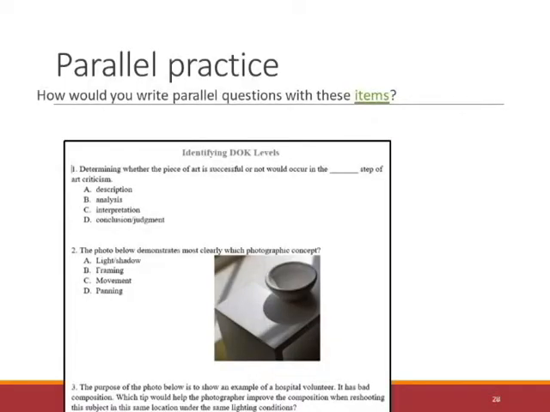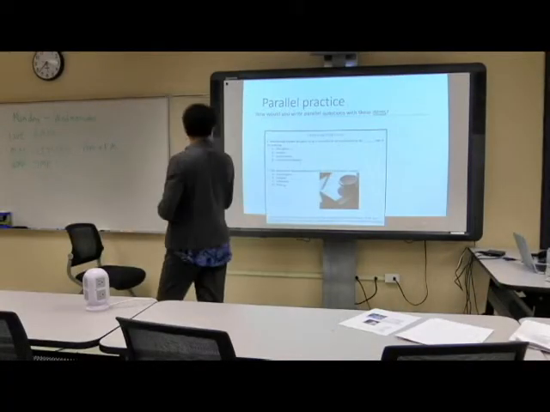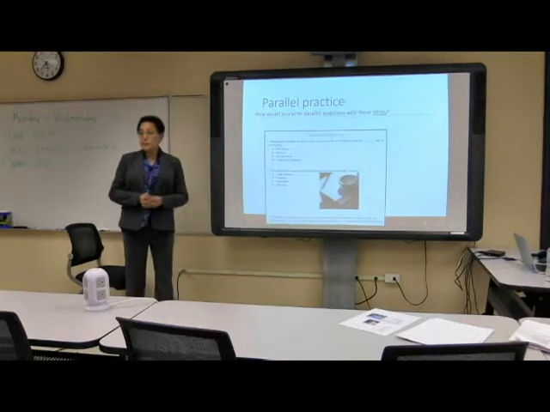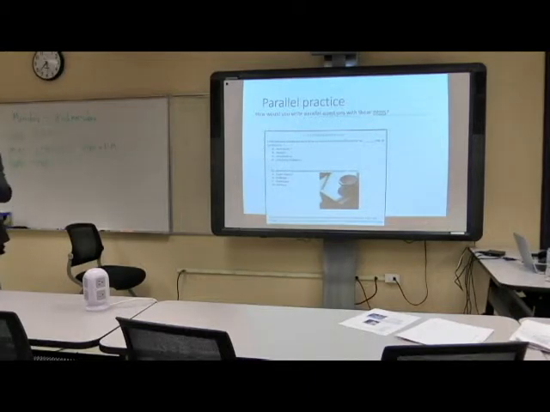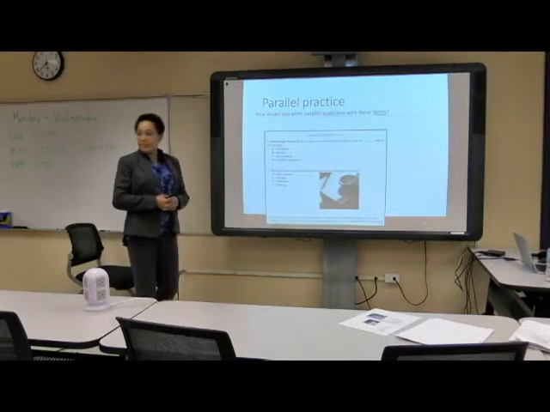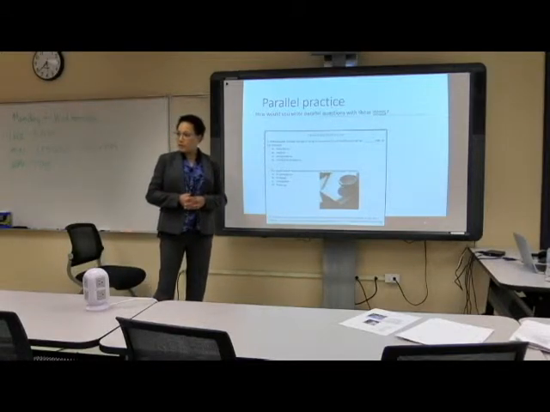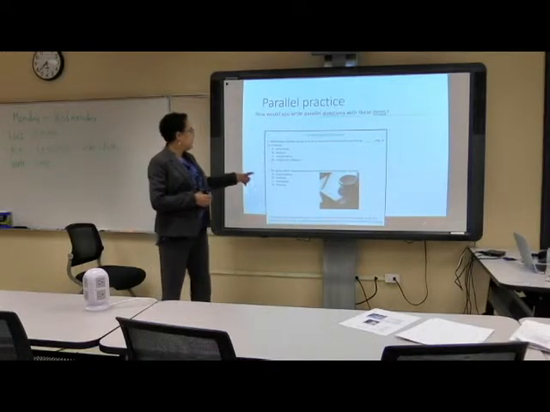Your last page. Is there a way that we could make number 1 a parallel item? Determining whether the piece of art is successful or not would occur in the blank step of art criticism. What could you change about that? Ask about a different step, like ask about what the description is? Absolutely. You just change the detail of the question. Same 4 answers. Here are the steps of the criticism. Which one is this one, is basically what you're asking. That's good. So you got the idea of parallel.